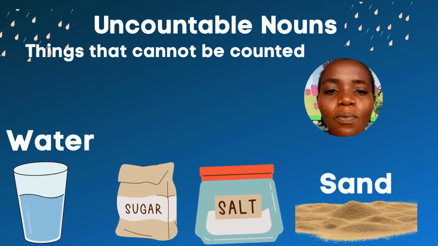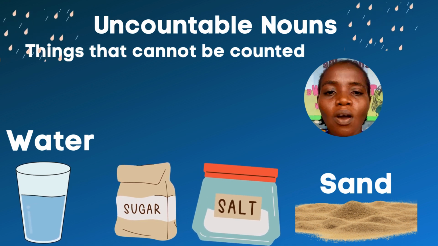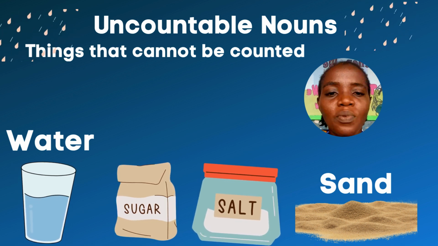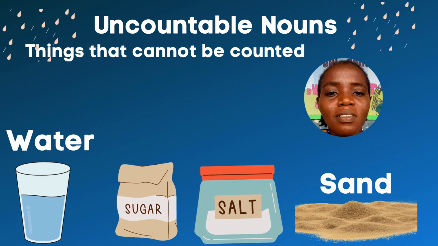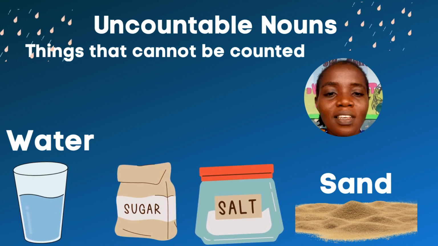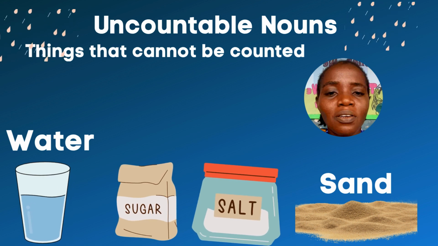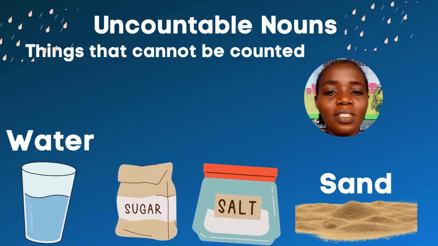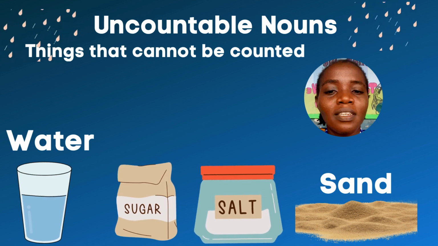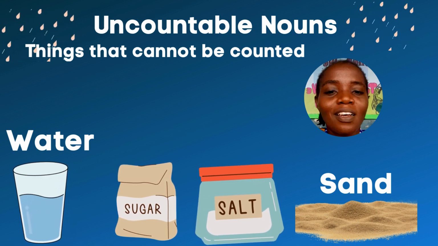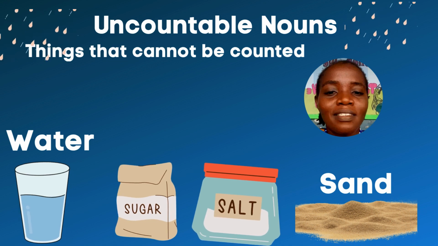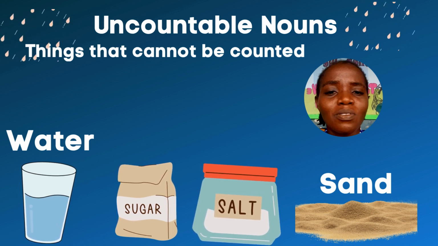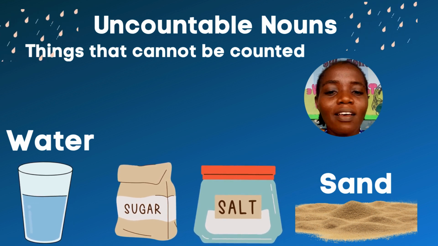What then are uncountable nouns? Uncountable nouns are objects that cannot be counted. Things that cannot be counted are referred to as uncountable nouns. For example, water, sugar, salt, sand, and so on. All these objects mentioned cannot be counted. It is not possible to say one water, one sand, or one rice. So, we refer to objects that are not countable as uncountable nouns.